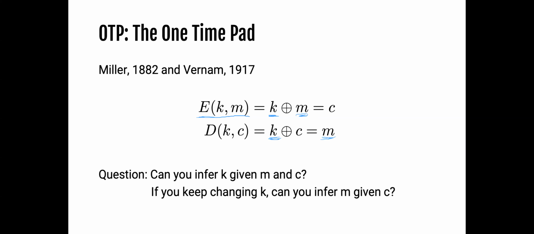If you keep changing K, can you infer M given C? Exactly. I saw Dean saying that, no, M doesn't mean anything because it is never reused. And that's correct. This is exactly why it is called the one-time pad. The key, K, will only be used one time. So you just keep changing K, and even though you got the C, the ciphertext, you will not be able to infer the plaintext because the key is going to be changing all the time.